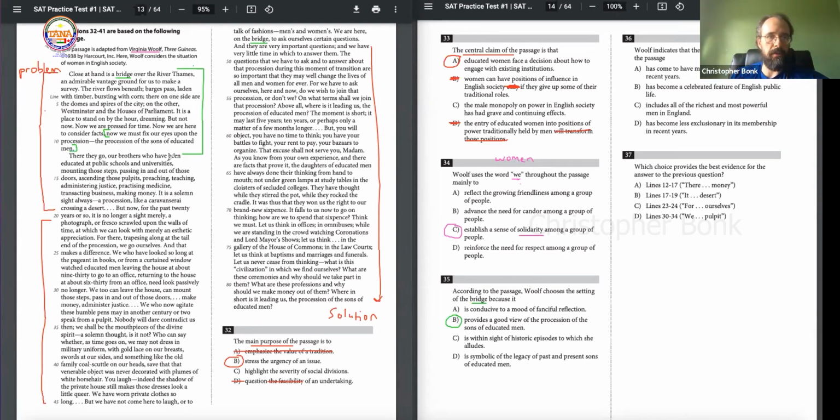So we look to the first one, 12 through 17. This one gives the description of what the procession is. There they go, our brothers who have been educated at public schools and universities, mounting those steps, passing in and out of those doors, ascending those pulpits, preaching, teaching, administering justice, practicing medicine, transacting business, making money. So describing what it is, this shows the analogy that it is just going to school, getting jobs. That is the procession she's talking about.